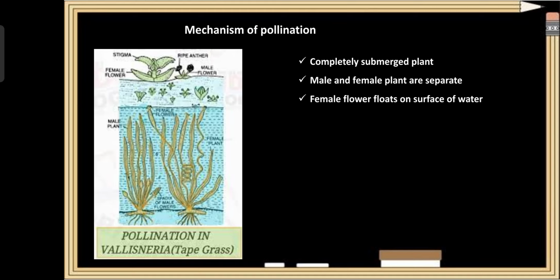So what is the Vallisneria? Vallisneria is a completely submerged aquatic plant. There is a separate male plant and female plant here. The male plant produces a small male flower, and the female plant produces the flower which has a long stalk. As a result, the female flower keeps floating on the surface of the water.